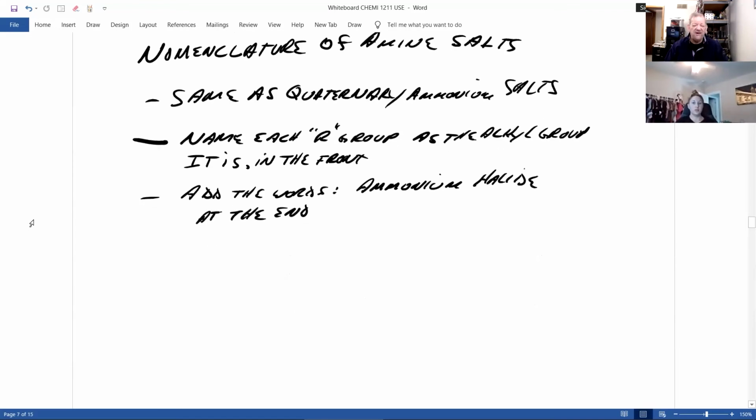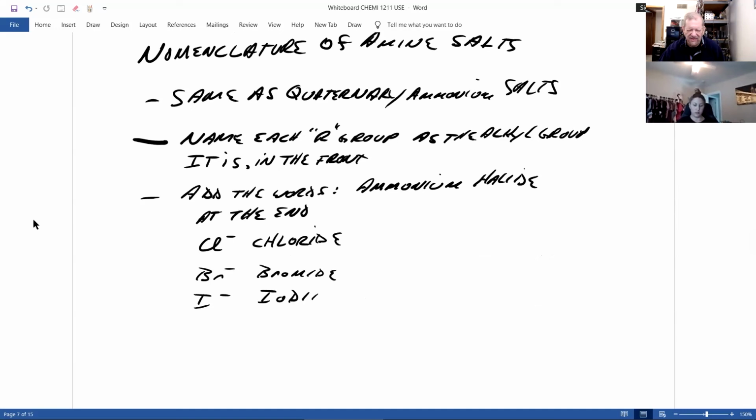Name each R group as the alkyl group it is in the front, and then add the words ammonium halide at the end. And remember, this is chloride. This is bromide. And this is iodide. And that's how you name it.